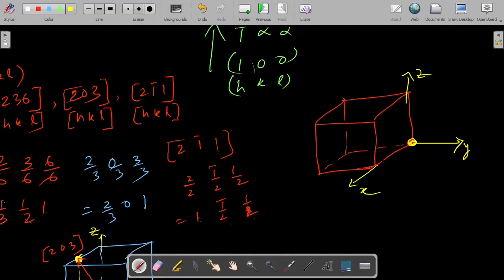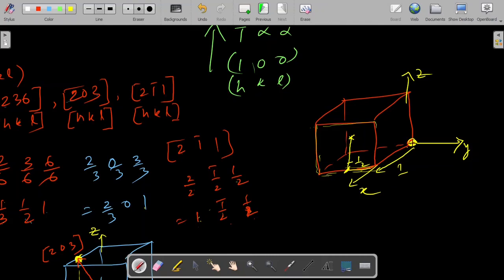So now we take from the origin, how much? 1 along x, minus half along y. So from here to minus half. So here minus half along y, and then up along z direction half from here to here. Right. So this point is on this face. Remember, on this face.